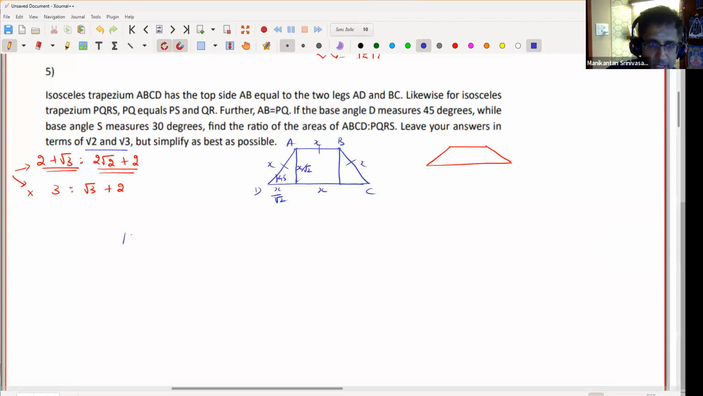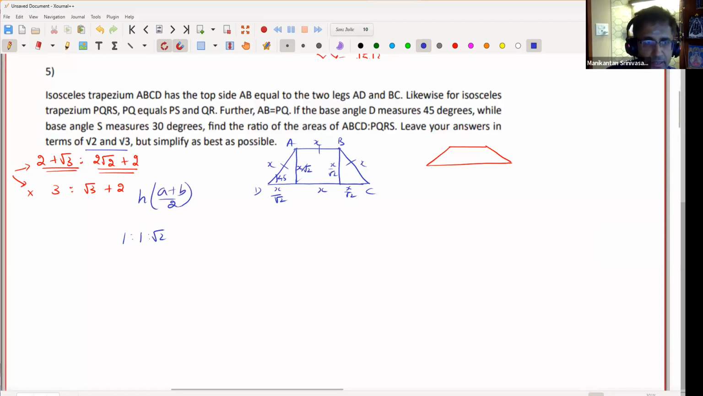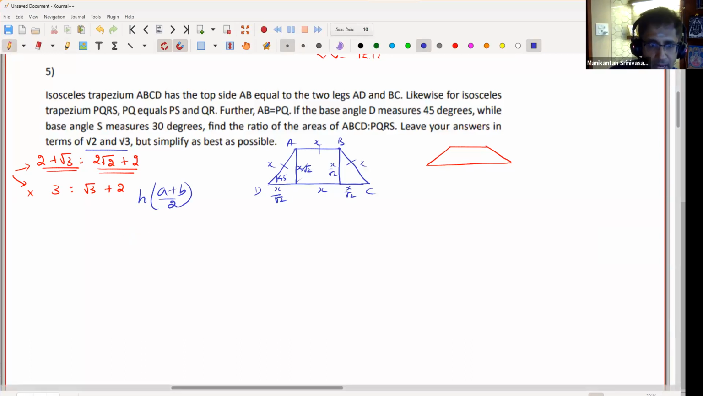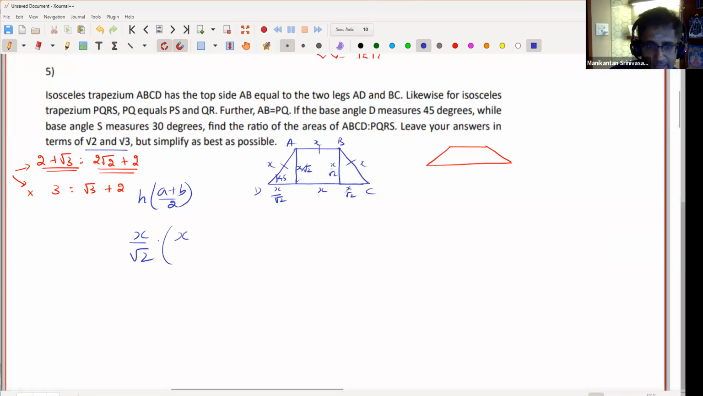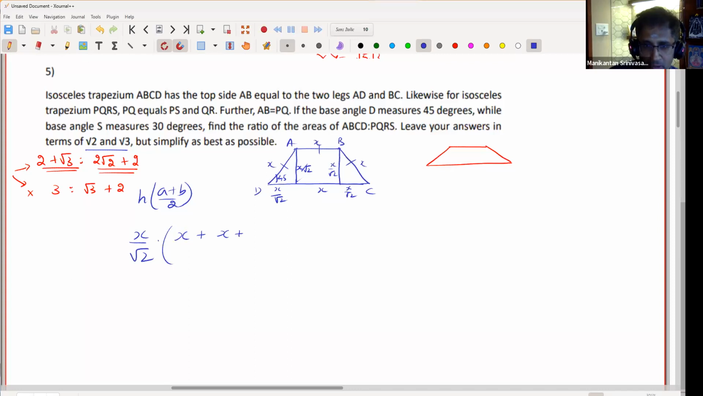We are okay on this. Multiple times we have done this, right? In a 45, 45, 90, the ratio is 1:1:root 2. So if the hypotenuse is X, the base and the perpendicular would be X by root 2. So this is also X by root 2. The area of a trapezium is height times the average of the two bases. In this case, the height is X by root 2, the upper base is just X, and the bottom base is X plus X by root 2 plus X by root 2, so 2 times X by root 2, which is root 2 times X.